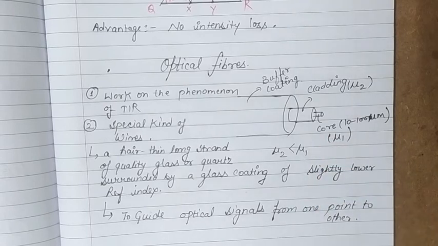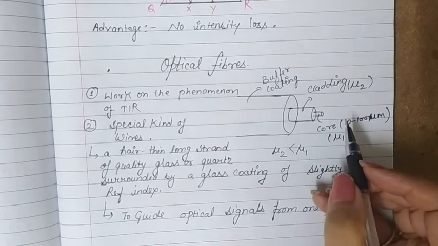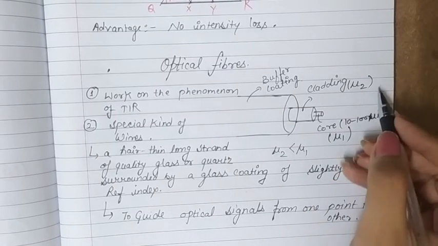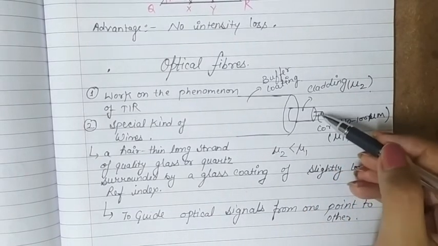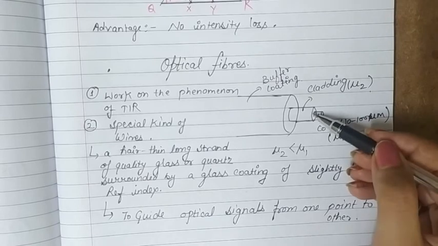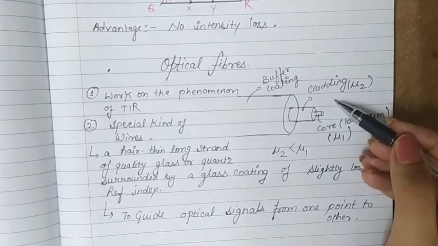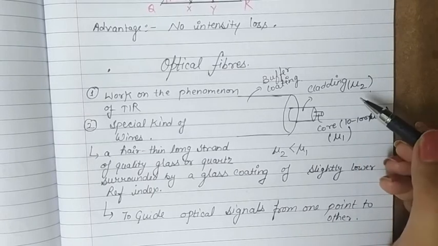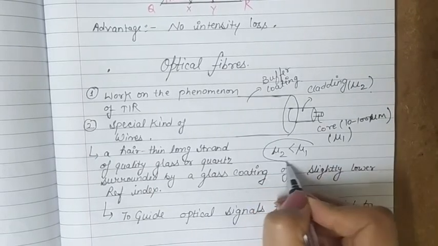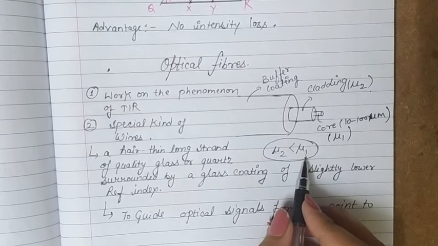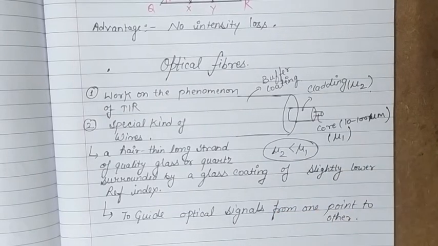After it, the core is surrounded by a glass or plastic jacket of refractive index mu2. So this core is again coated by a jacket kind of structure. It can be of glass or plastic and have refractive index mu2 such that mu2 is less than mu1. We have to keep this in mind. The material that we use for cladding has refractive index lower than that of the material in core.